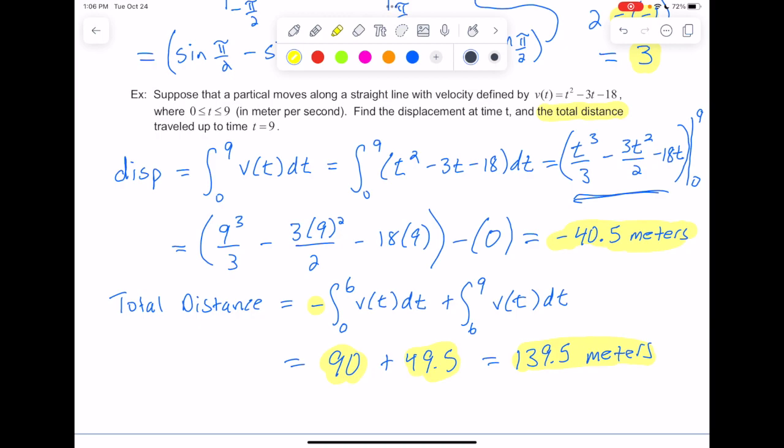So the difference between displacement and total distance is that in displacement, movement to the left is counted as negative. But when you're doing distance instead of displacement, all distances are measured as positive. So it becomes your job to figure out where the velocity is negative and where those negative motions were happening, and put that negative sign out front of those to convert that to positive distance traveled. All right, that wraps up section 5.3.